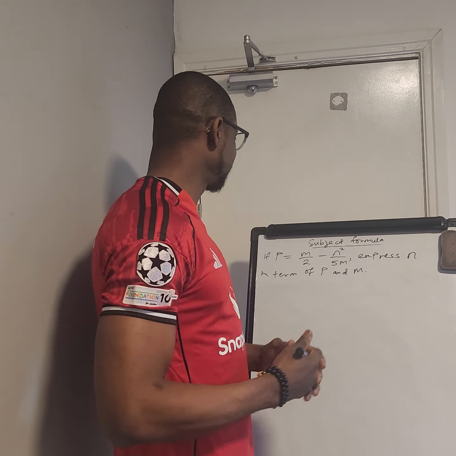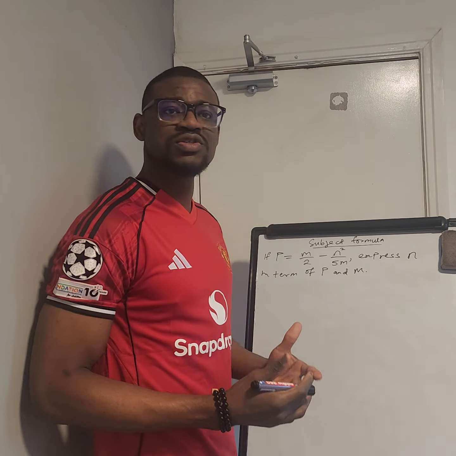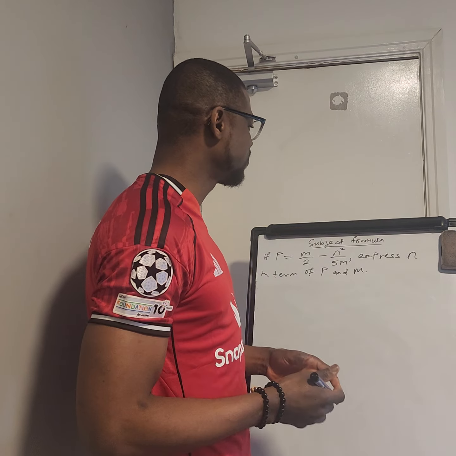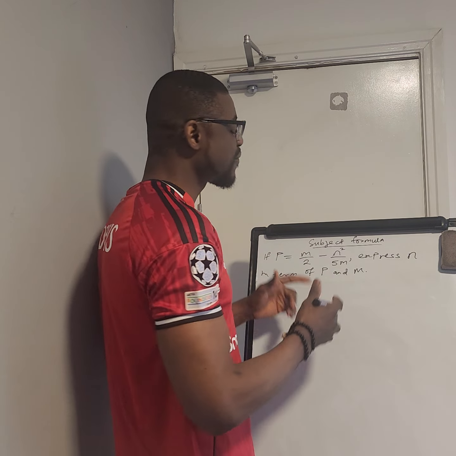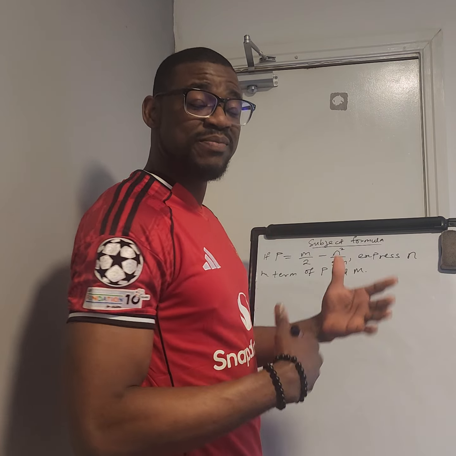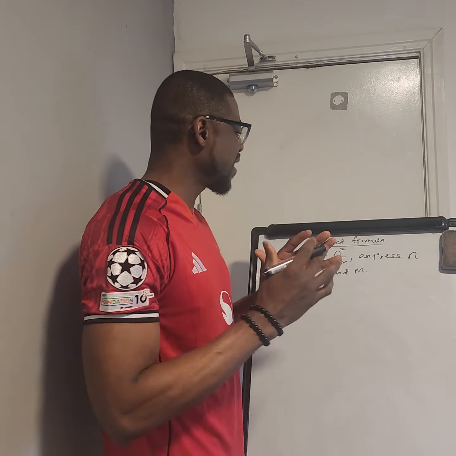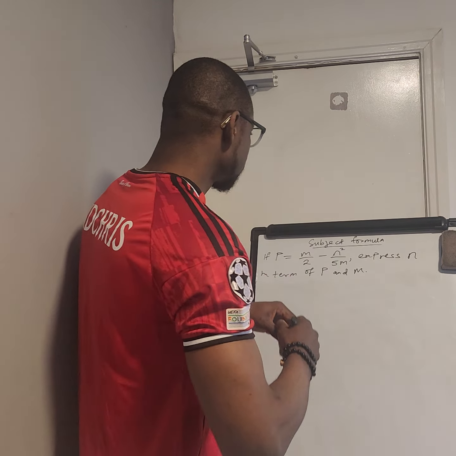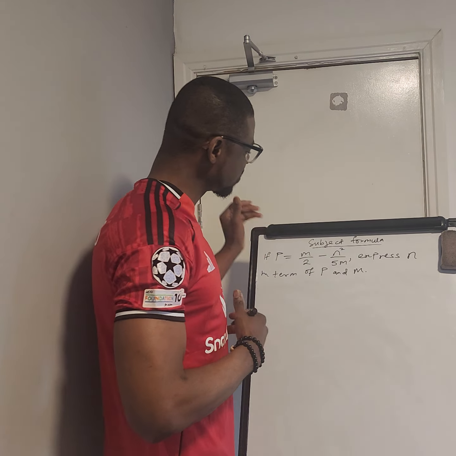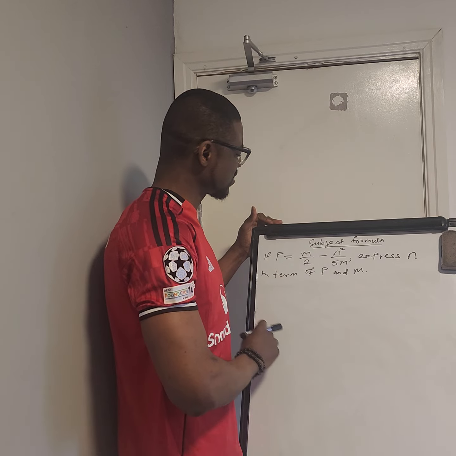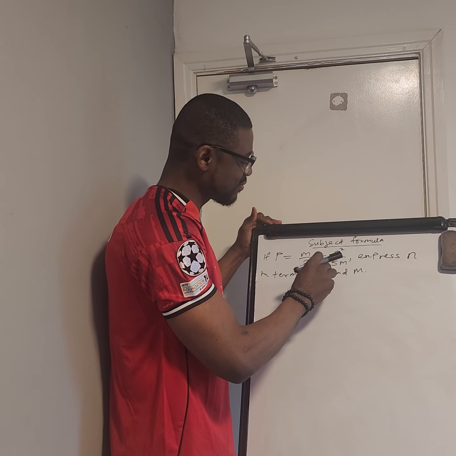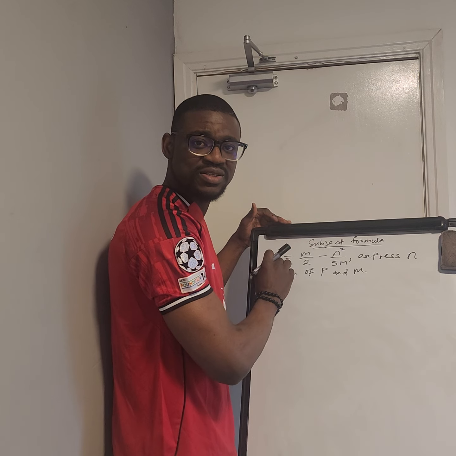Subject formula. If P equals m all over 2 minus n squared all over 5m, express n in terms of P and m. This simply means, in other words, make n the subject of the formula or the subject of the relation. So let us examine the expression given to us. You notice that there are 2 and 5m that serve as denominators.